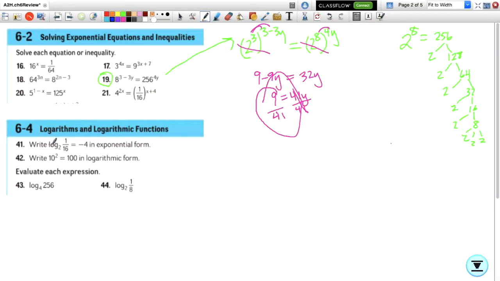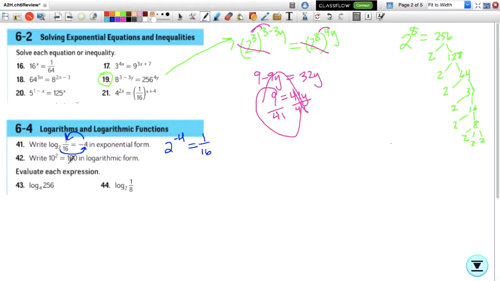So to rewrite things into exponential form, I take my base, I put it to this power, and I set it equal to this. So I'm going to have 2 to the negative 4 equals 1/16. Okay, and if I look, that is right? 2 to the negative power means I'd put the 2 underneath, and then 2 to the 4th is going to equal 16, so 1/16, that works.